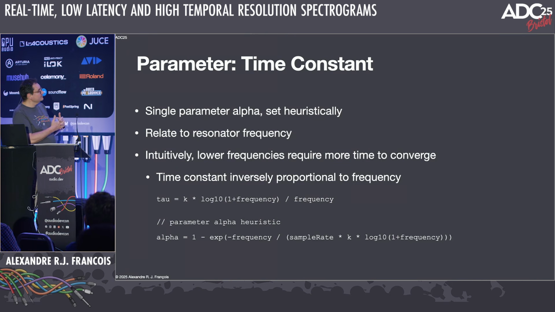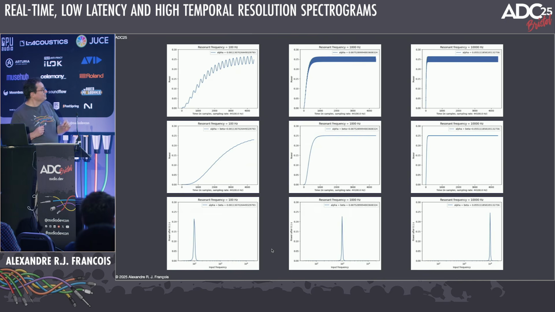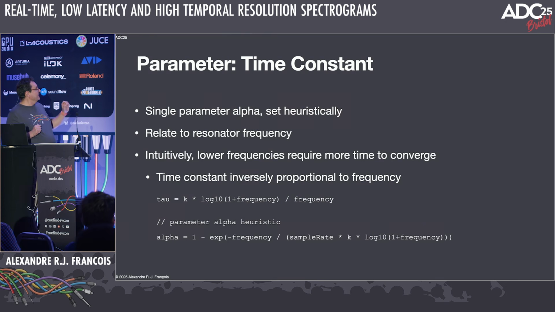So, the time constant should be inversely proportional to the frequency. Then you look at it long enough, you throw in a log of 1 plus the frequency at the top, because why not? And then you add a constant just to tweak a bit if needed. For the applications I'm showing, I just use one. Well, since I'm giving tips, if you're looking at lower frequencies, it probably works better with a higher K, like 3, 4, 5. But you have to try it and see what works and what doesn't. That's heuristics.